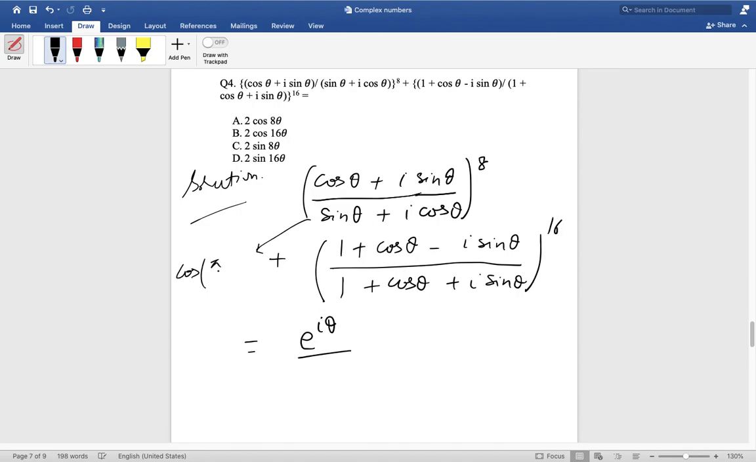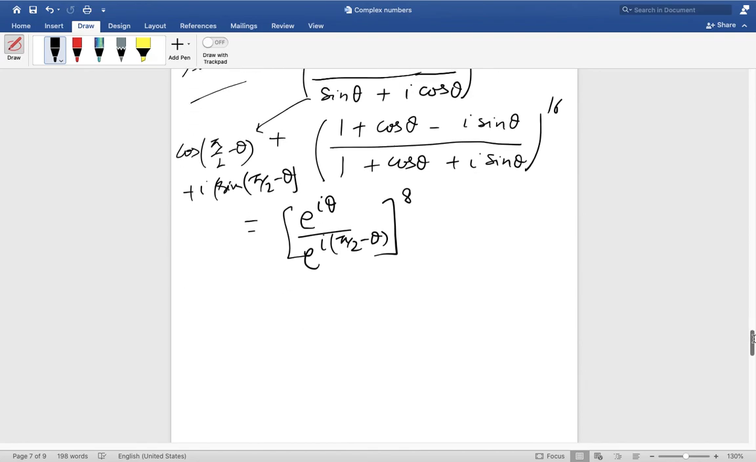cos pi by 2 minus theta plus iota sin pi by 2 minus theta, it's the same thing, right? Cos 90 minus theta is sin theta, and sine 90 minus theta is cos theta. So this also can be written like this, right? Very easy. So this first part of the problem is solved.